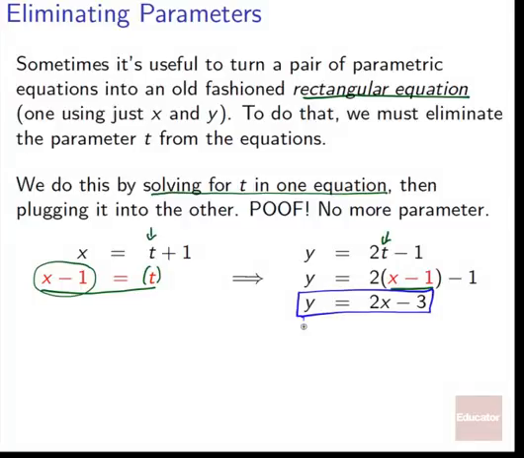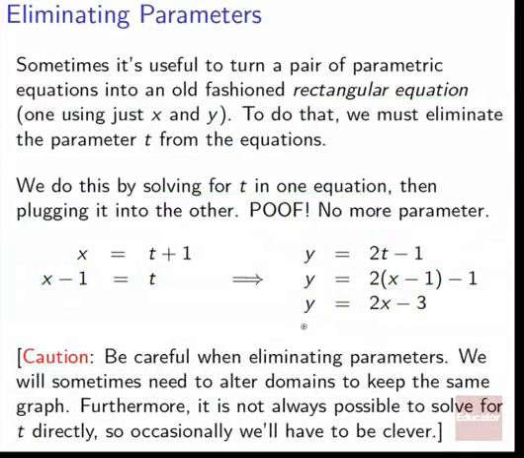So notice, if we were to graph y equals 2x minus 3, it would give us the exact same picture as x equals t plus 1, y equals 2t minus 1. But because it no longer has the parameter, it no longer has a direction, and it no longer has this idea of speed. So when we turn it into a rectangular equation, it's just a question of what its graph looks like. These ideas of speed and direction disappear once we get rid of the parameter, because it's the parameter changing that allows us to have the idea of speed. It's the parameter changing that allows us to have the idea of which way we are moving. Are we moving from left to right, or from right to left?